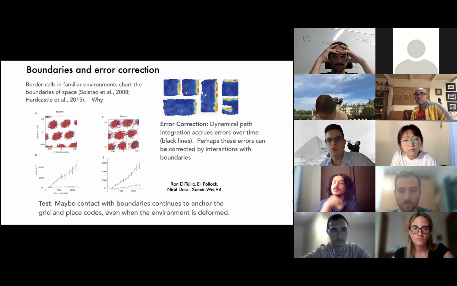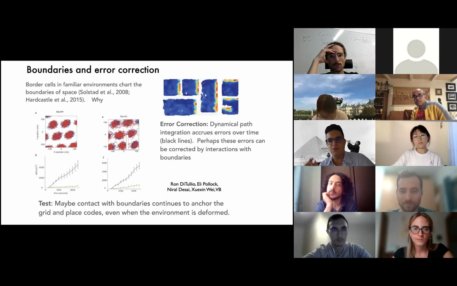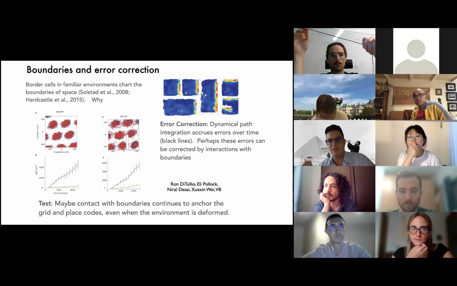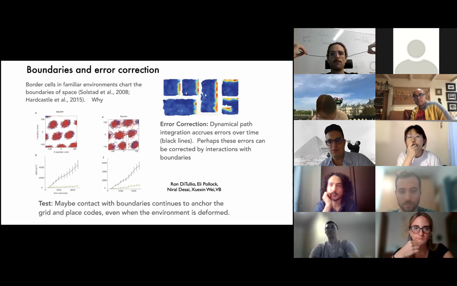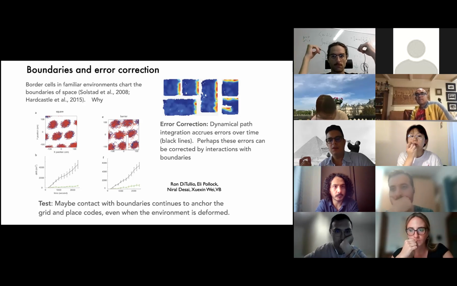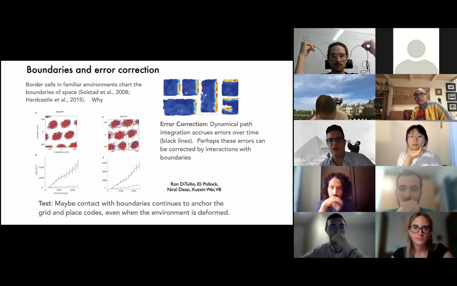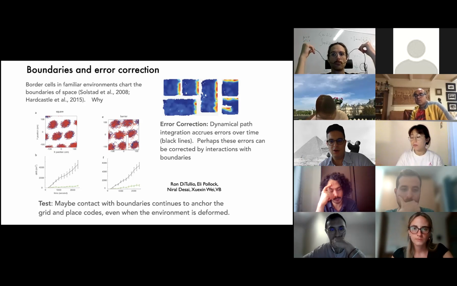Excuse me, before you talk about that, just to make sure I understand: here you assume that you have two kinds of cells. You have grid cells and border cells, and you couple them somehow. Yeah, the border cells synapse onto the grid cells. Okay, and then the border cells, what's the model for the border cells? They just fire when the mouse hits the border of the room, like hits the wall?